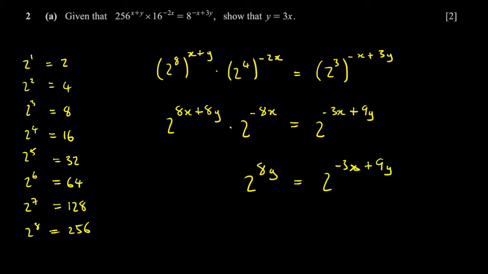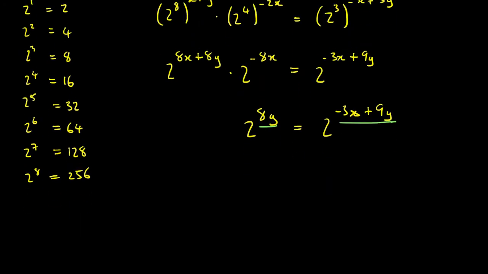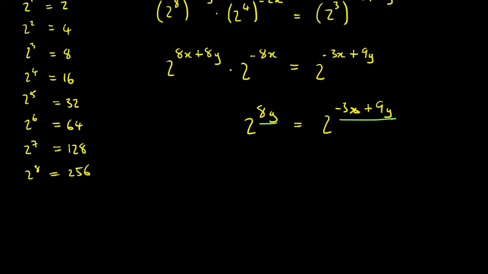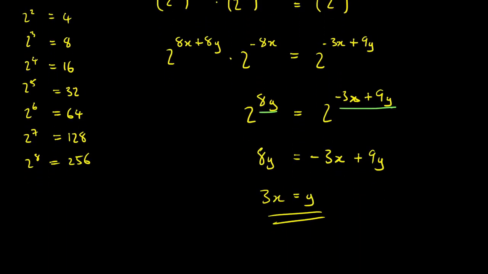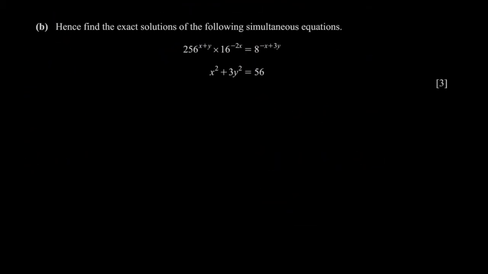And of course, if that's the case, then these two powers must be the same. So I can just straight away write that 8y must be equal to negative 3x plus 9y. And so that means that 3x will be equal to y. Okay, and that's what we're asked to show in the question: show that y is equal to 3x. So we can move on to the next part right now.